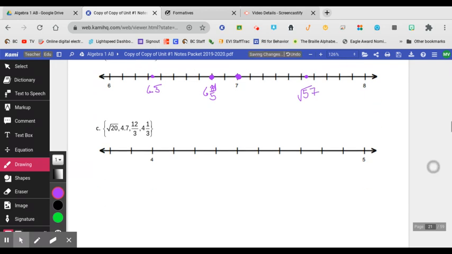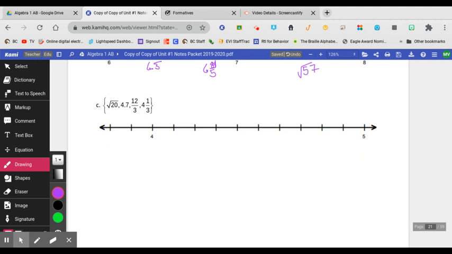Okay, you try letter C, come back. Again, I'm going to estimate the square root of 20 on my calculator. It's 4.47. Here again, I have 10 spaces, so it's in between 4.4 and 4.5. So it's approximately right there.